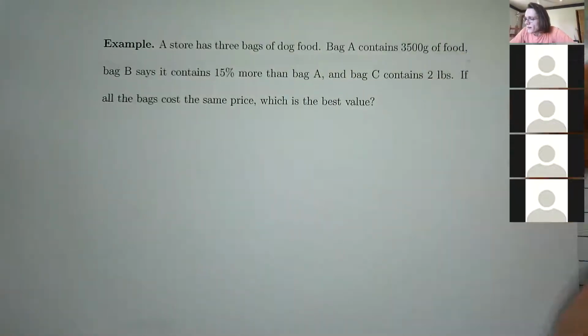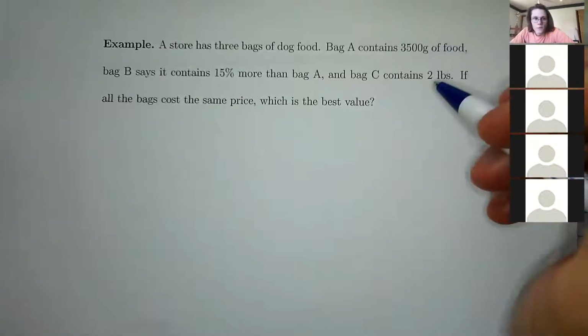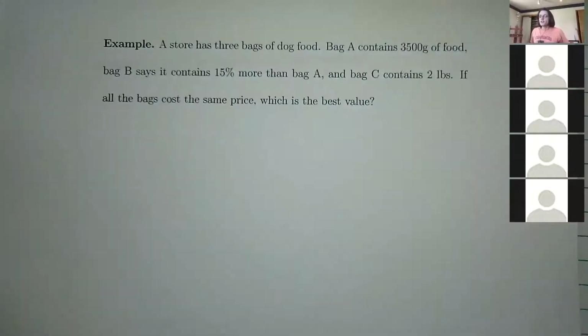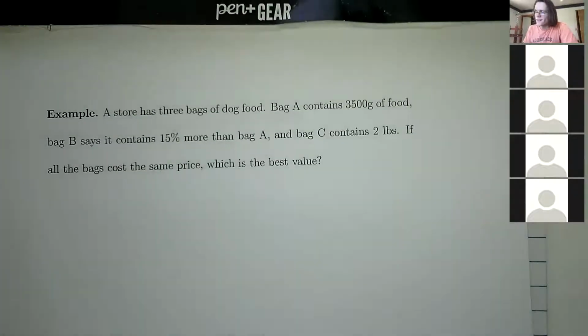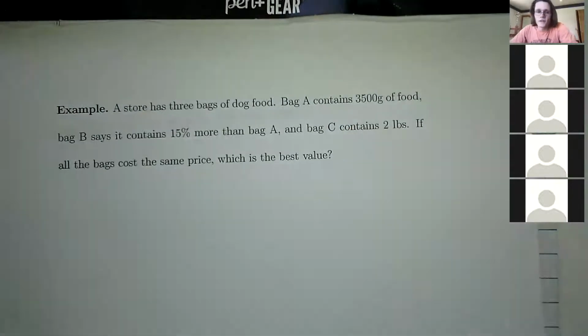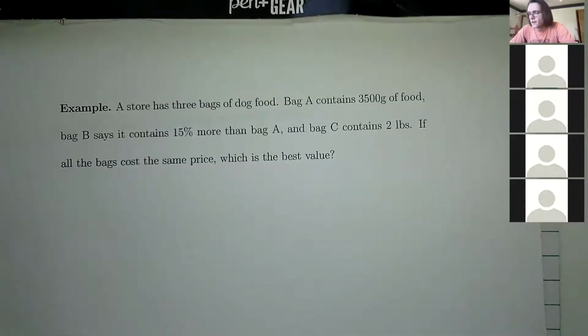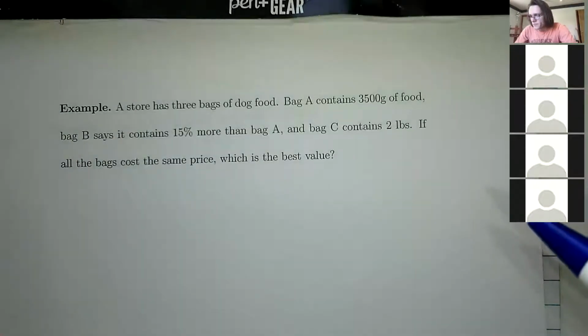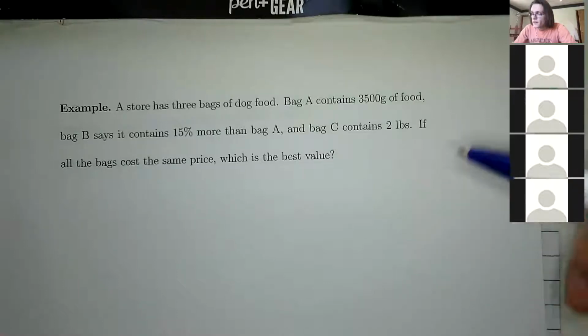Right. So let's see what we got. We have 3,500 grams. This one has 15% more. So I think the best idea will be to convert everything to kilograms or pounds. Maybe I'll do everything in pounds. Oh, you know, I don't know. Let's do everything in kilograms, because this one is basically in kilograms, right? What is 3,500 grams in kilograms? Any ideas? Right, so there's 1,000 grams in a kilogram. So if I have 3,500 grams, I just have 3.5 kilograms.